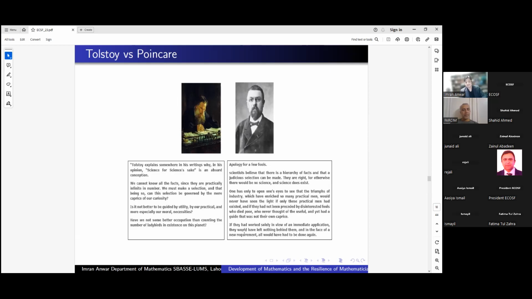If they had worked solely in view of the immediate application, and this is the very important line he said, if they had worked solely in view of immediate application, they would have left nothing behind them, and in the face of a new requirement, all would have had to be done again.